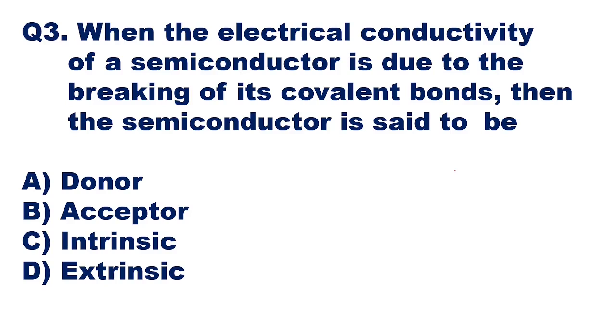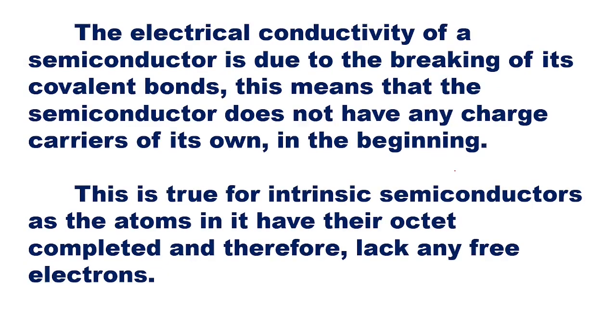A pure semiconductor is also called an intrinsic semiconductor. So out of these 4 options, option C will be the right answer. When the electrical conductivity of a semiconductor is due to the breaking of its covalent bonds, then the semiconductor is said to be an intrinsic semiconductor. This means that the semiconductor does not have any charge carriers of its own in the beginning.